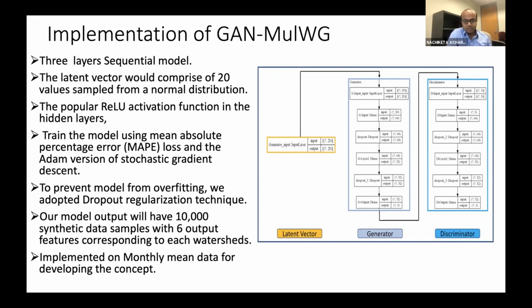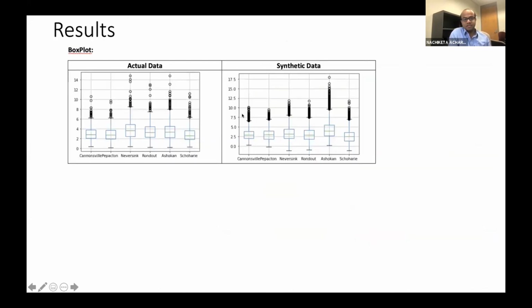To start this process, we go at the monthly scale. We don't go to the daily scale because we really want to see whether this concept works or not. On that point, I can show some preliminary results. This is the monthly mean simulation and actual data from all the watersheds over the last 60 years. We can see the box plots look very similar. We can't even discriminate, but there are some outliers which are not captured in the synthetic data.